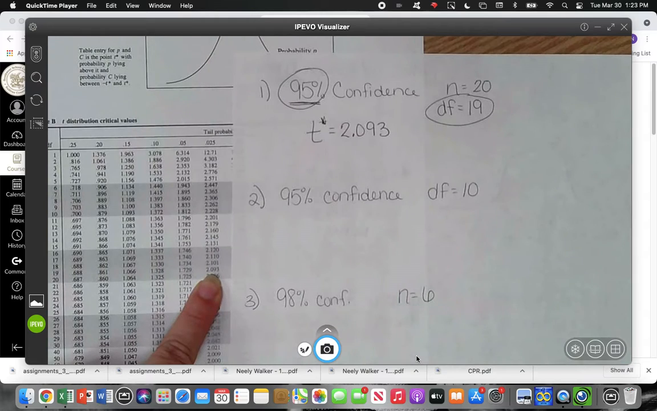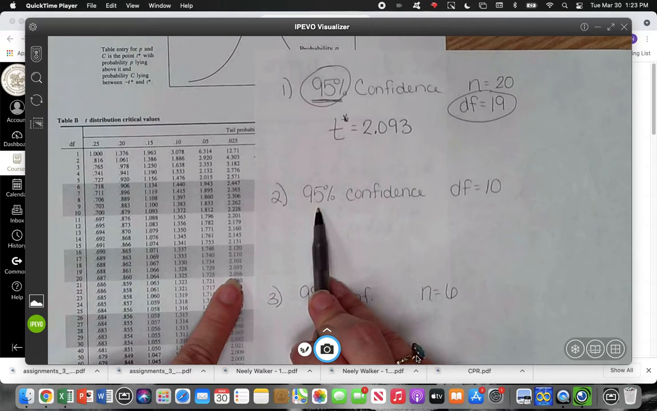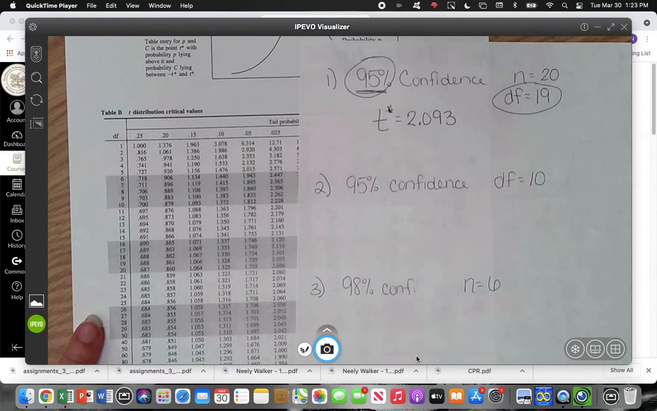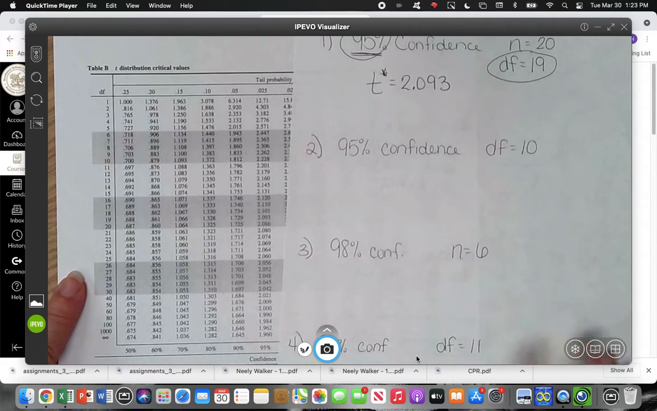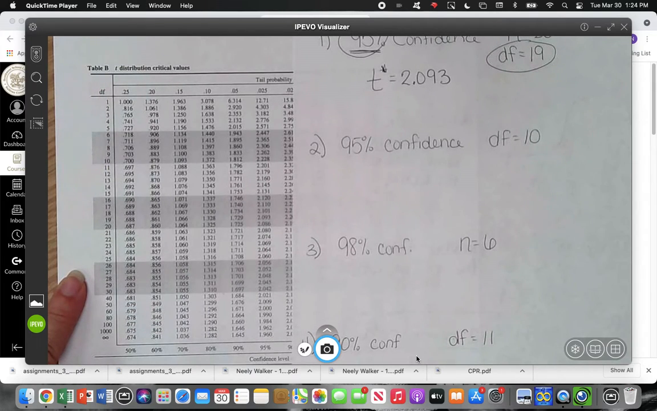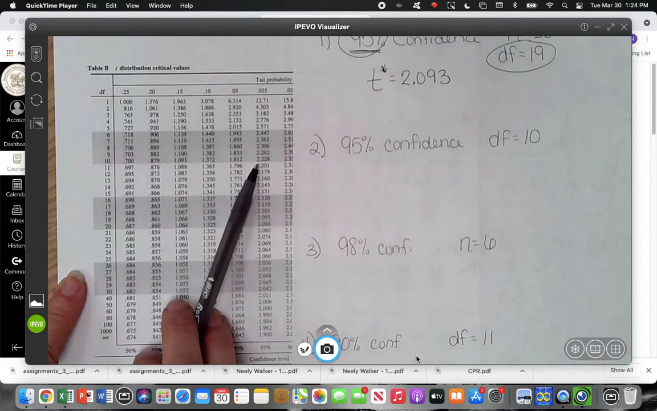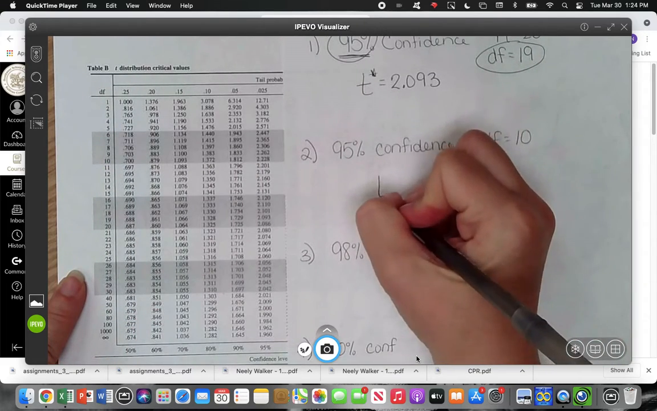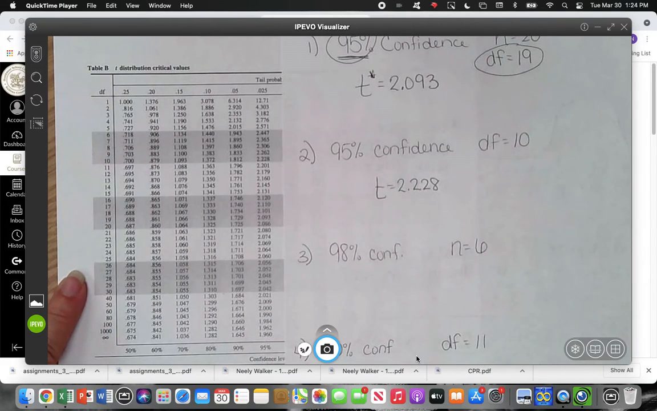Now, when your sample size changes, you can't be as confident or more confident depending on if the sample size is getting bigger or smaller. So on this one, if you have a 95% confidence but your degree of freedom is only 10, you're still looking at that 95% column here, but we are doing 10 degrees of freedom. Sometimes the degrees of freedom is given, sometimes the sample size, just pay attention. 10 degrees of freedom, 95% confidence, gives us a t-value of 2.228. And that's what we'll use in the formula tomorrow.